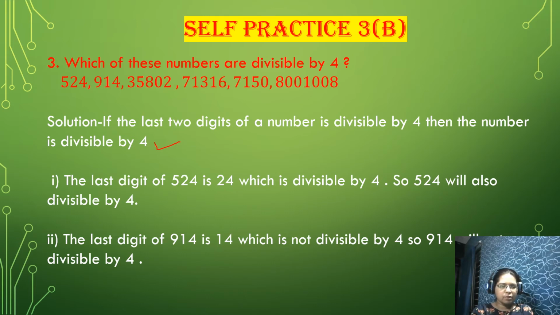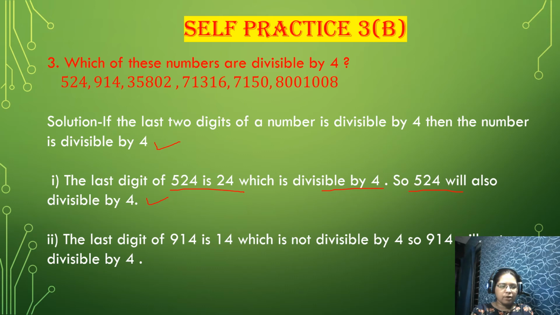Here the first number given is 524. The last two digits of the number 524 are 24. 24 is divisible by 4, as 4 multiplied by 6 is 24. So 24 is divisible by 4, so 524 will be divisible by 4.